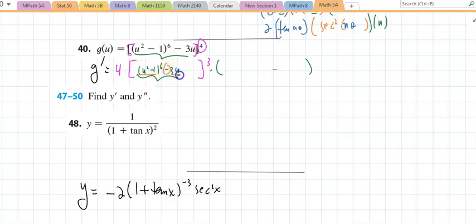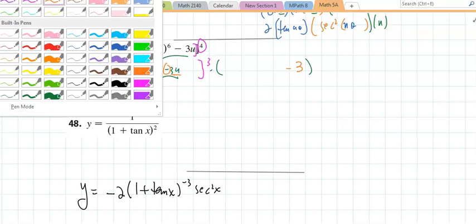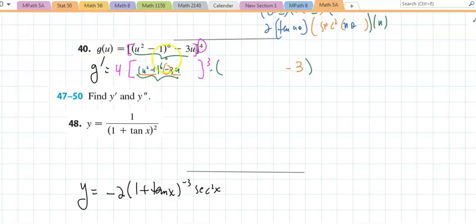Derivative of this and derivative of that. Derivative of the second piece is 3. That's simple. But the first, I notice that has a power function of its own. That right there is a power function by itself. Bring the power down, subtract 1 from the power, times the derivative of the inside.